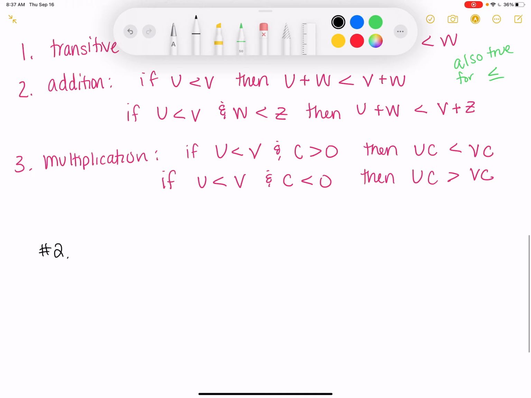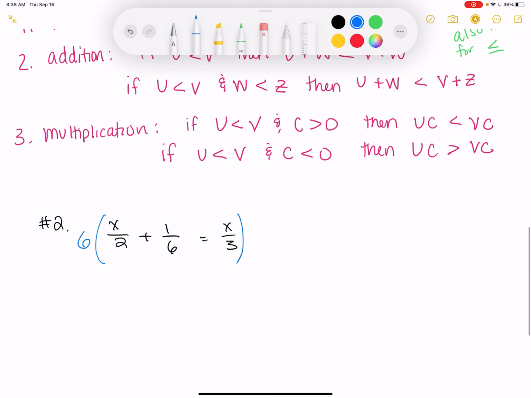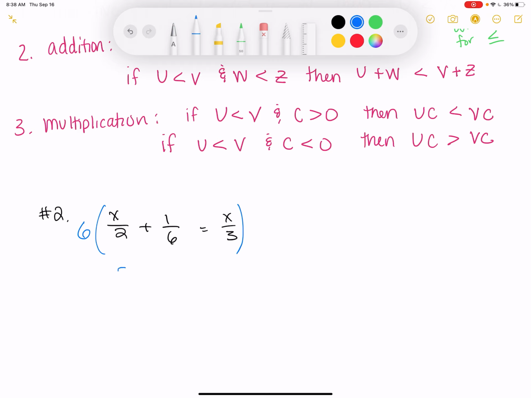Number 2, x over 2 plus 1 over 6 is equal to x over 3. Never mind, I don't think I'm right. Did you have to make the denominator the same? I can do that, or I can cancel them. Oh, if I multiply the whole thing by 6, I can cancel them. So then that gives me 3x plus 1 is equal to 2x.